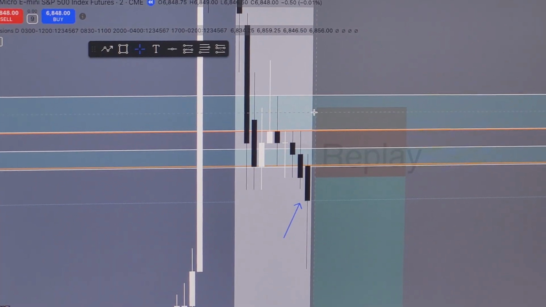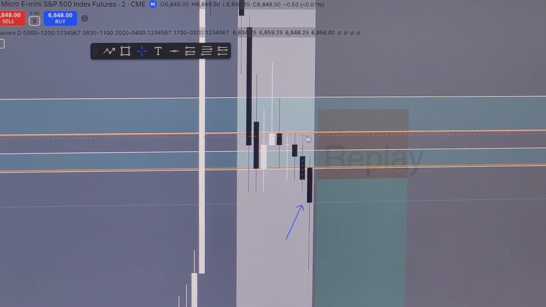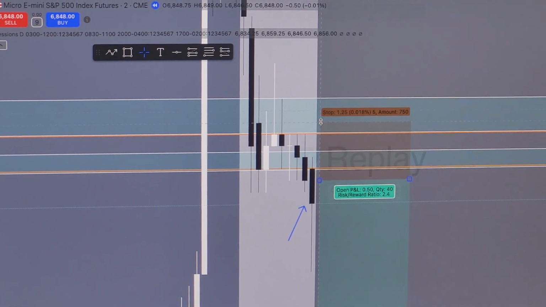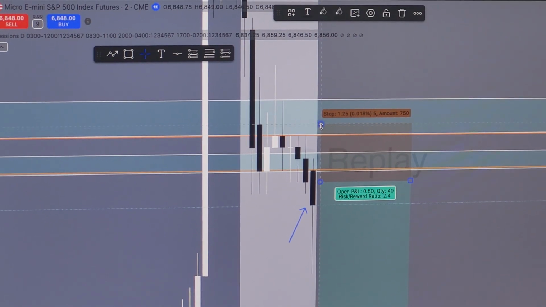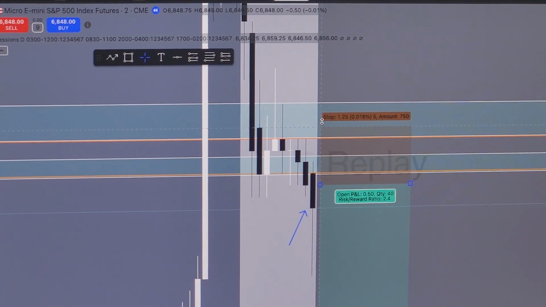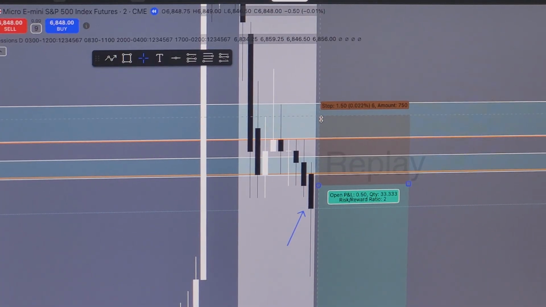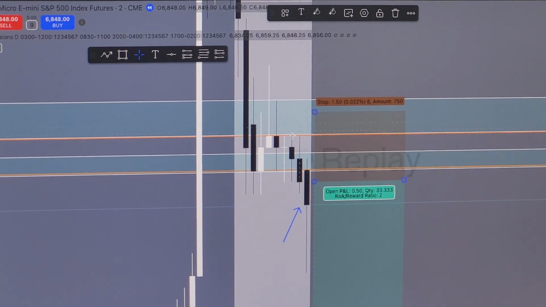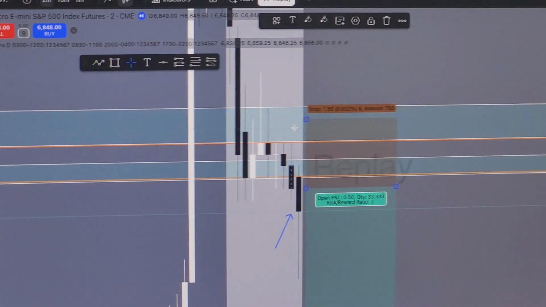My stop loss was above this area. I could have put it only one tick, it had two, but I didn't care too much because it's only a 6 tick stop loss. Let me give myself a little bit of breathing room.